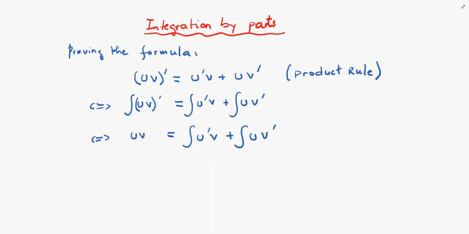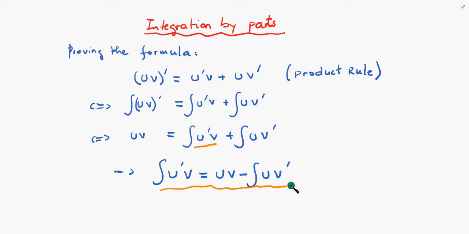All right, and what we're looking for is this formula here. Okay, so this means that the integral of uv' equals uv minus the integral of u'v. Okay, and this here is the general formula of integration by parts.